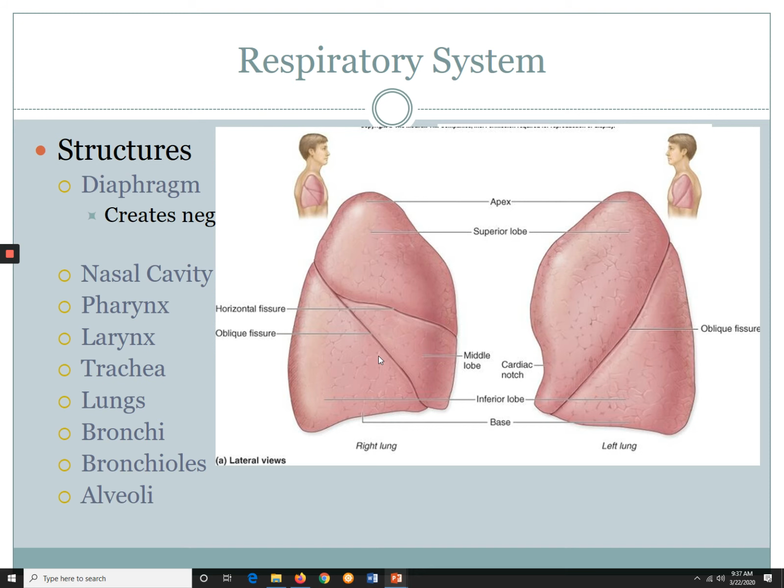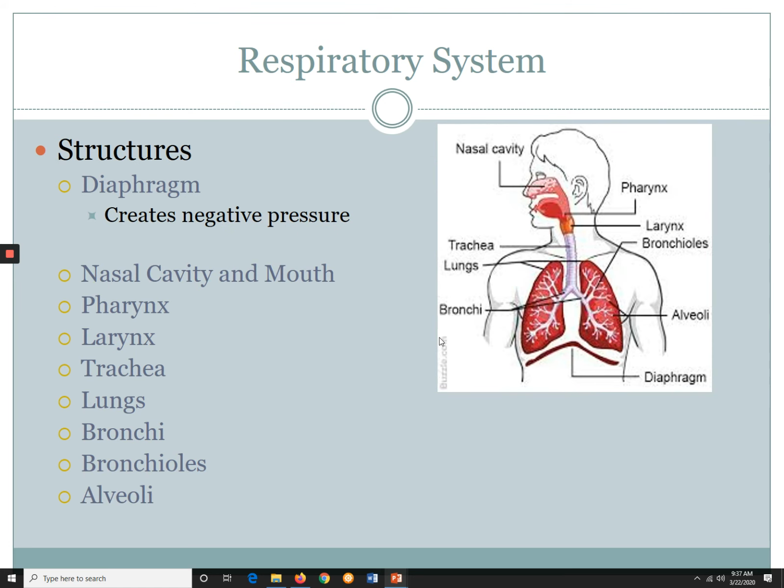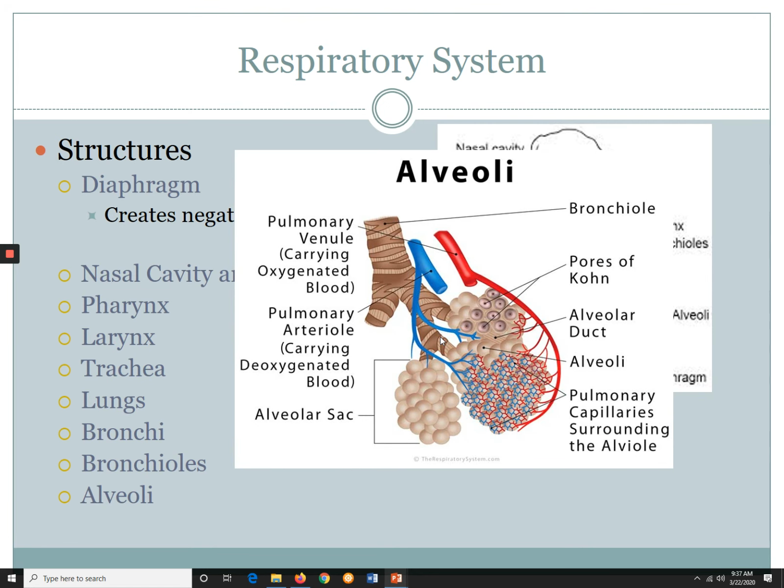And then they get contracted by the relaxing of the diaphragm, which breathes out carbon dioxide. Now, how does oxygen get into the blood and carbon dioxide come out? That is through the alveoli.